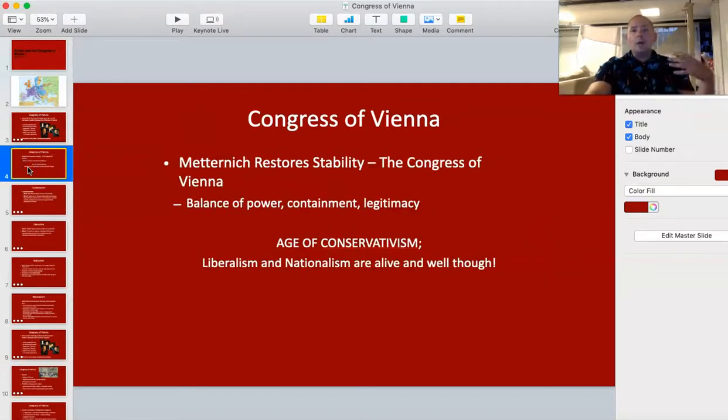Now, the goal of the Congress of Vienna is to restore stability back to Europe. What that means here is a couple of things. Number one, we want to set up a balance of power. We want a structure where no single figure, no single power can dominate Europe in the same way that Napoleon has just done. We want to make sure that no one is too powerful.